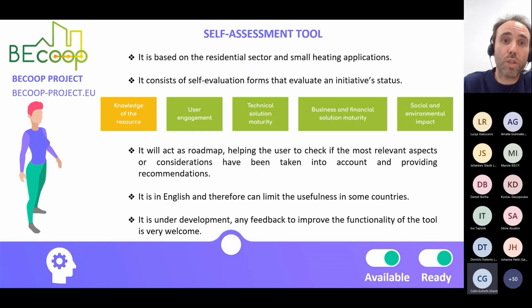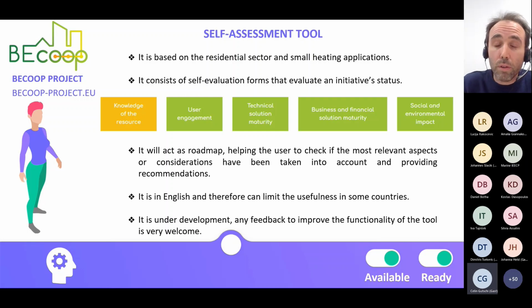So using the self-assessment tool, you will find some questions in each of these specific categories in order to assess the current status. Also, if you don't have any idea how to develop an initiative, this will act as a roadmap, because there are general questions, and this is more or less the basic information that you need to know in order to promote this kind of initiative. And a limitation, as I said, is that it's in English right now. This is also under development, but it's available and it's ready.